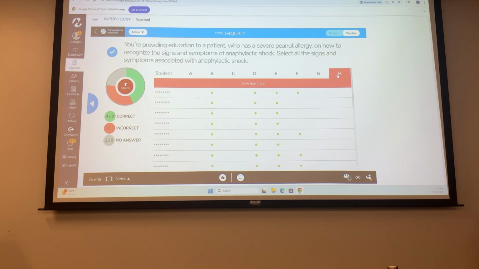I want you to understand that if you encounter a patient like that at the bedside, you know how to treat it and what nursing interventions you can anticipate, okay? Does that make sense? Yeah.